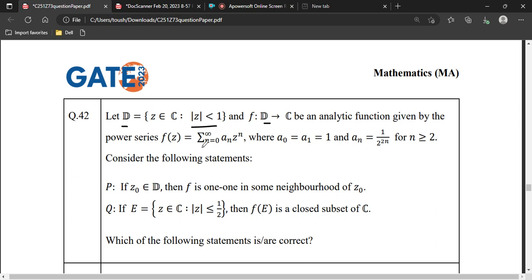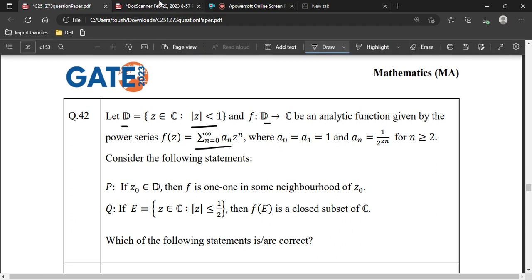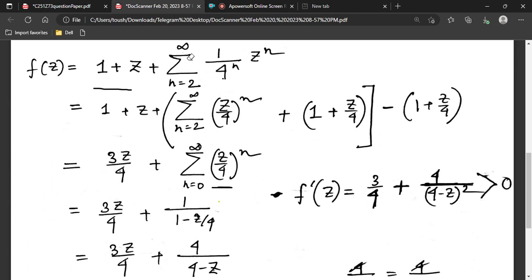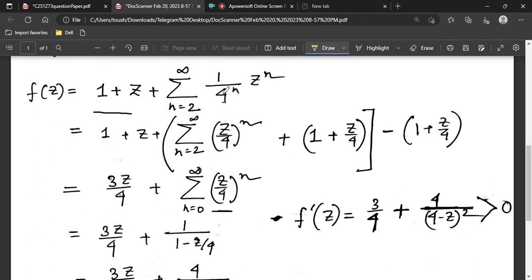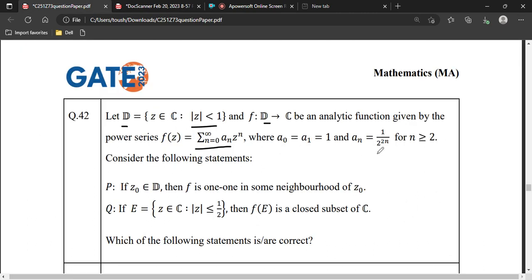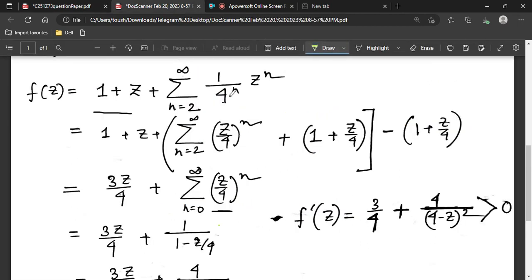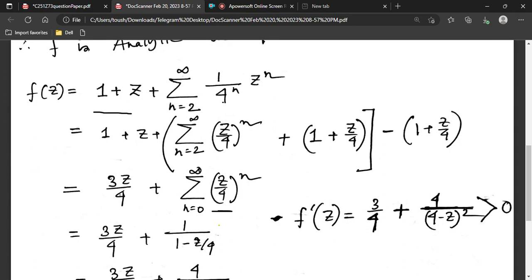So if this is our f, we can write f like this: 1 plus z plus summation. Look, I write here summation 1 by 4 to the power n, right? Because a_n is 1 by 2 to the power 2n. So 1 by 2 to the power 2n can be written as 1 by 4 to the power n also. So I write it here. The reason is very clear. Just now you will understand why I write this.